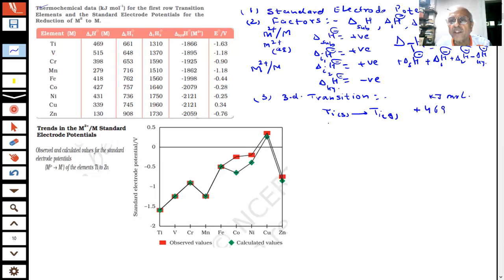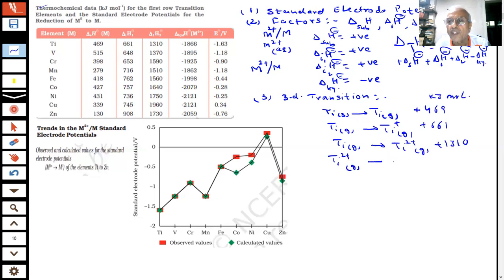After this, what happens is it is moving from Ti gas to Ti+, what is the value? Plus 661. And then Ti+ gas is going to Ti2+. How much? Plus 1310. Then Ti2+ gas is going to go to Ti2+ aqueous. And this value will be minus 1866.